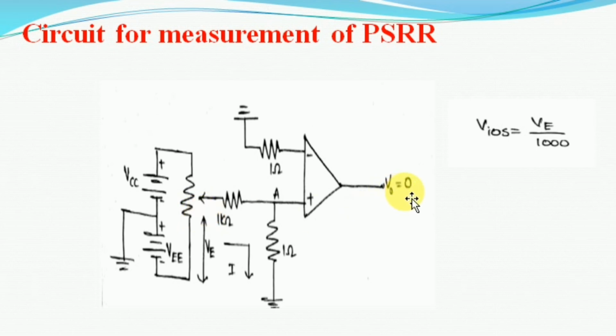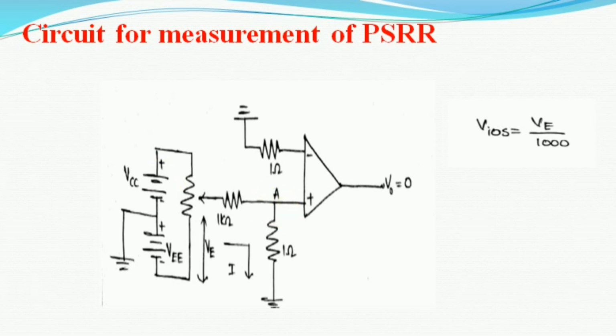In that case we note down the value of VE, and thereafter measure the value of VA by applying the voltage division rule. So VA is nothing but 1 by (1K plus 1) into VE. This VA we can call the input offset voltage. So this is how to measure the input offset voltage. First we have to maintain this condition.